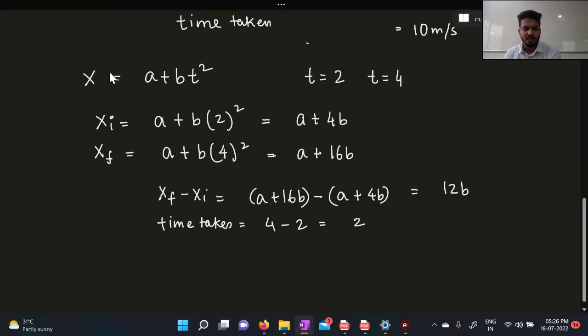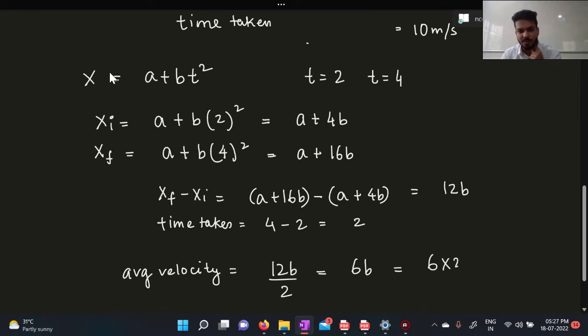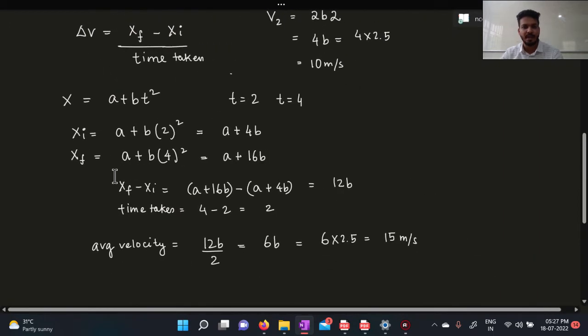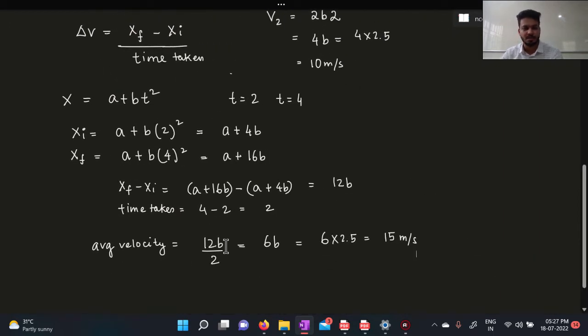Okay. So for this, the average velocity is the ratio of this, 12b divided by 2. Okay, so I'll get 6b, and the b value I already know is 2.5. So this is equal to 15 meter per second. Okay, 15 meter per second. So I found out both the average velocity and the instantaneous velocity.